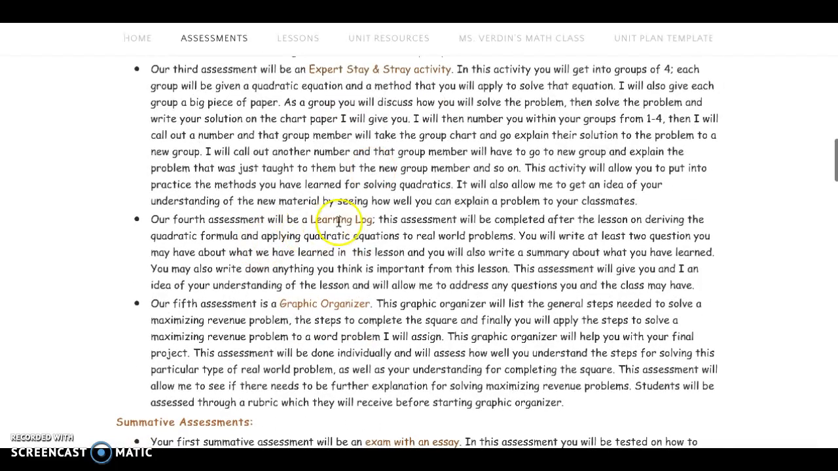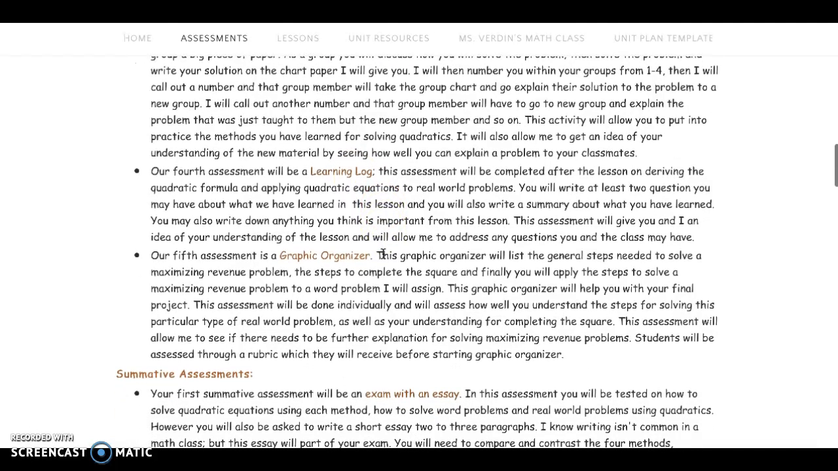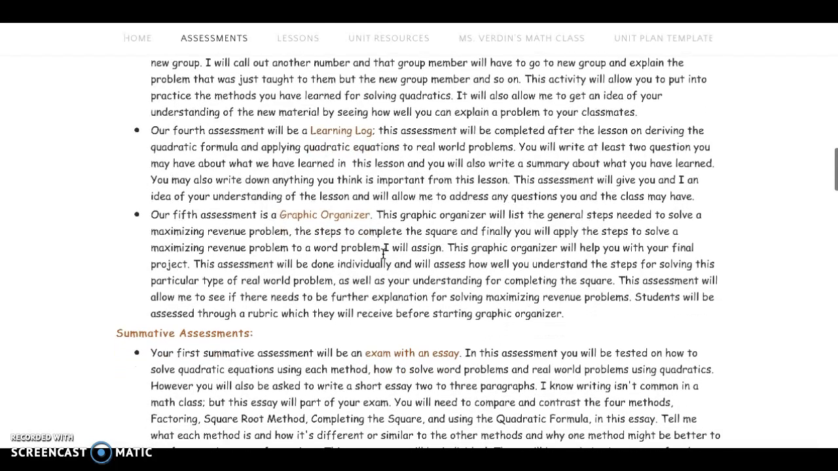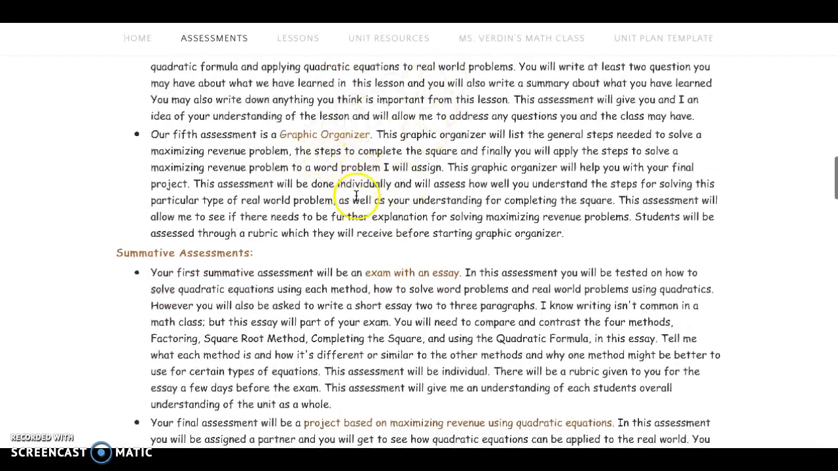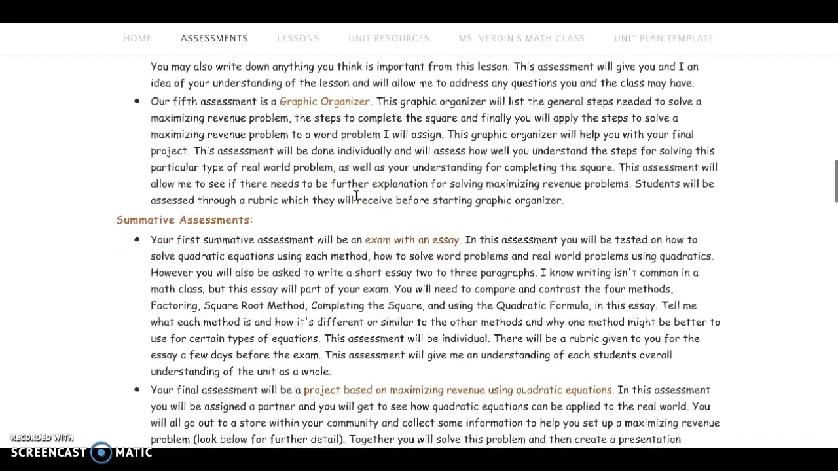We also have a learning log assessment, which is an individual assessment, which will allow students to ask any questions that they have regarding the unit, what they might understand, and also they will summarize what they have learned. So, giving me a better idea of where they stand and what their understanding is of what they have learned so far. And then we have a graphic organizer, which I will go into further detail later on in this presentation.